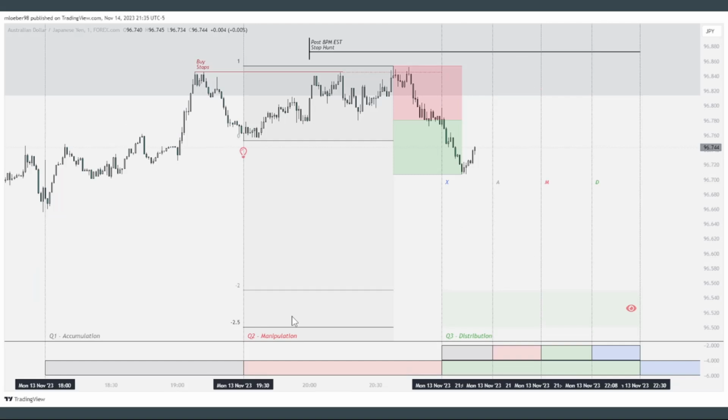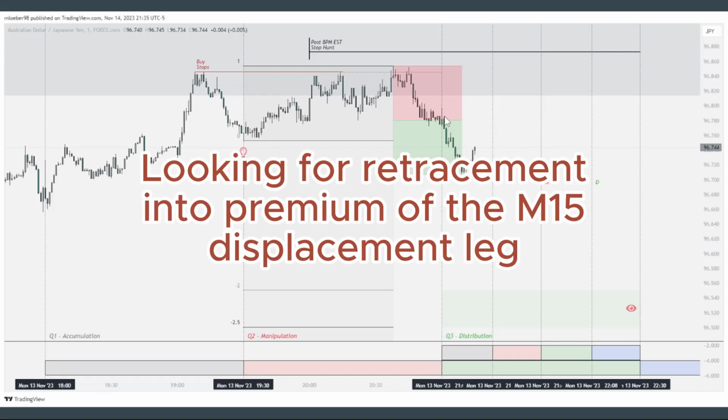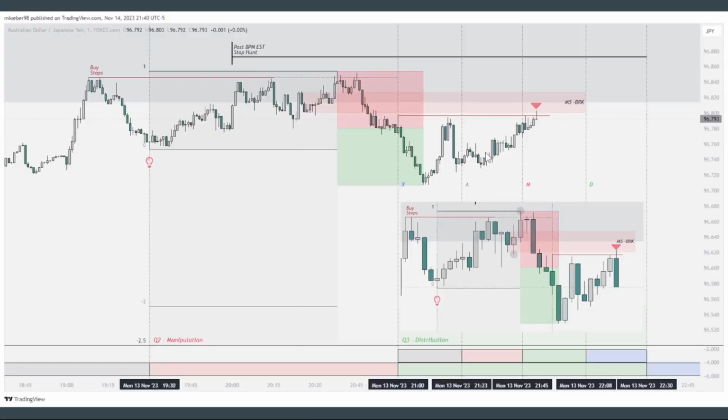Now dropping down to our M1 chart and looking inside of that quarter three 90-minute cycle, I narrowed it down to the microcycles, identifying an XAMD, because remember, quarterly theory is fractal. So I split the 90-minute cycles into 4 quarters, and now I'm waiting for price to retrace into premium of the swing that displaced after the M15 stop hunt. And as you can see here, we had price retrace into premium of that M15 swing that displaced and broke structure. We had our X phase of the microcycles.